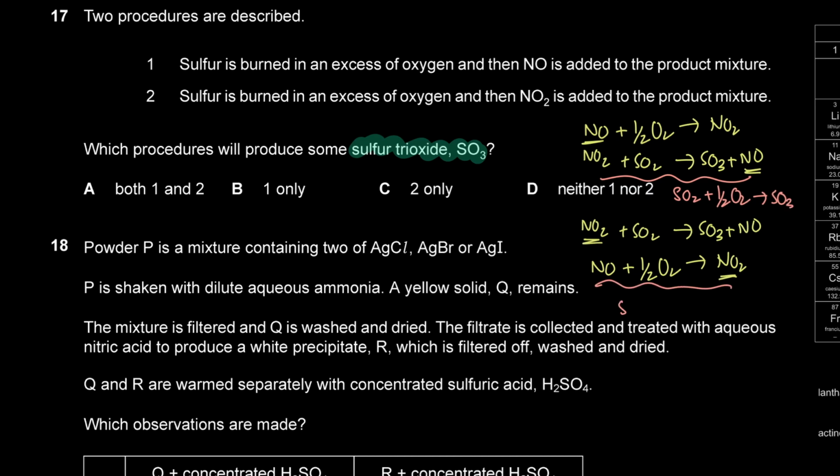So oxides of nitrogen, both nitrogen dioxide and nitrogen monoxide, can catalyze the formation of sulfur trioxide. So the answer here is A. In both 1 and 2, we're going to see sulfur trioxide being produced.